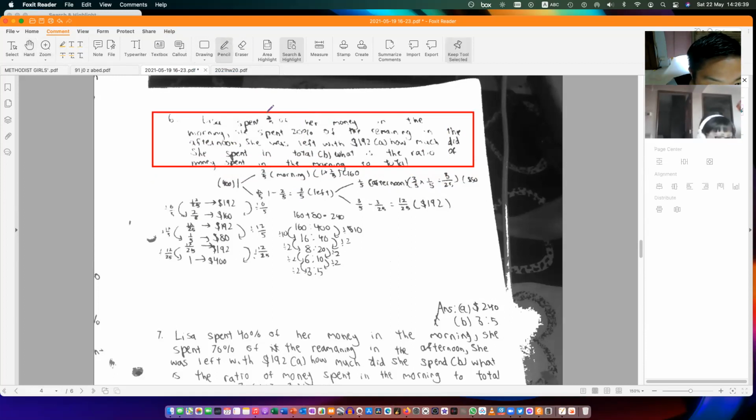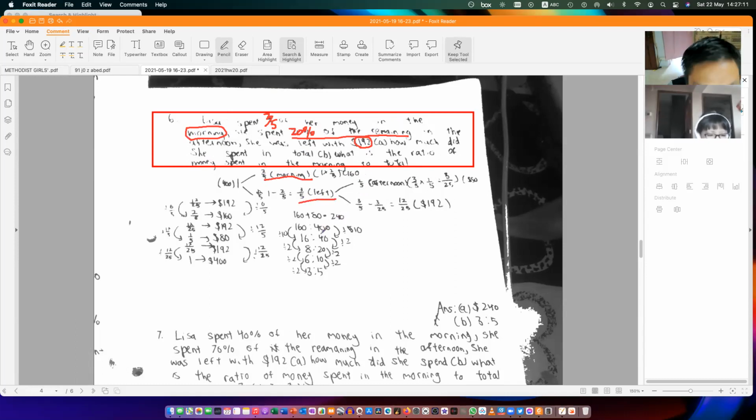Lisa spent 2/5 of her money in the morning. She spent 20% of the remaining in the afternoon. Okay, 20% of the remaining. She was left with $192. Very good. So basically 2/5 in the morning, right?